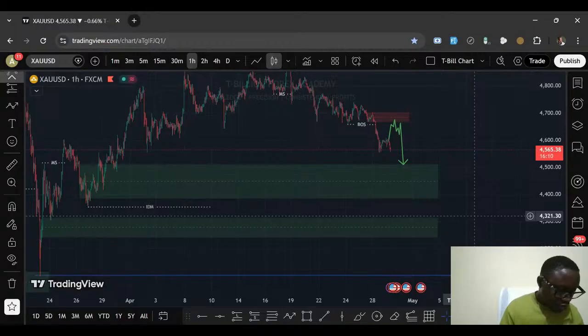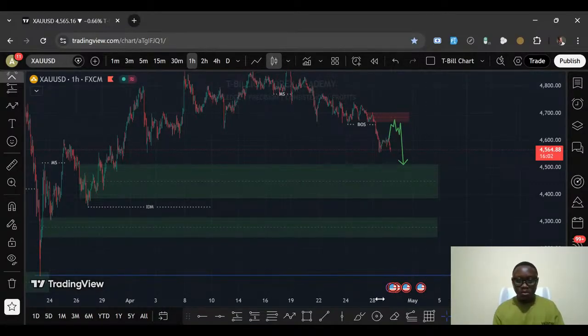So this is my bias on XAUUSD. So the next pair I want to analyze is GBPUSD. Let's look at GBPUSD and see what it has in stock for us.